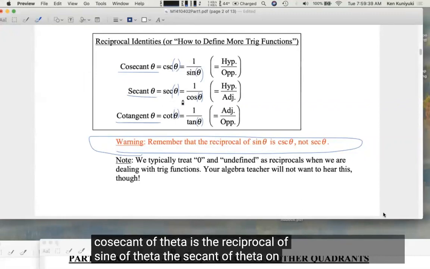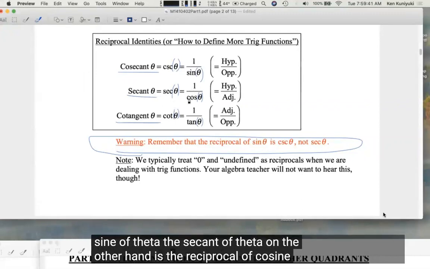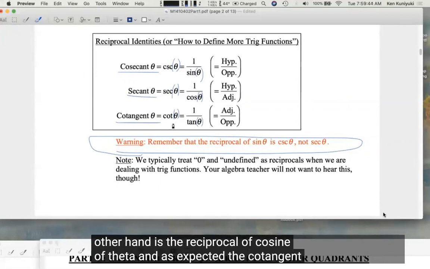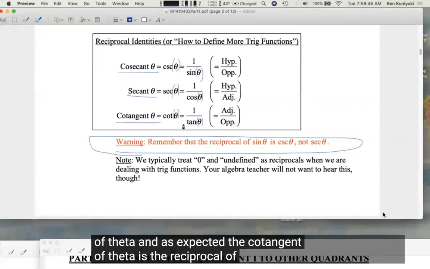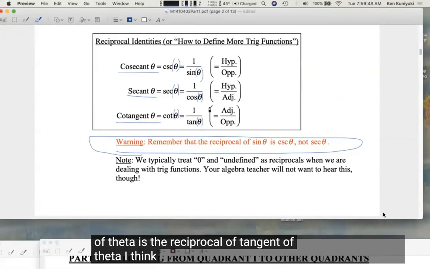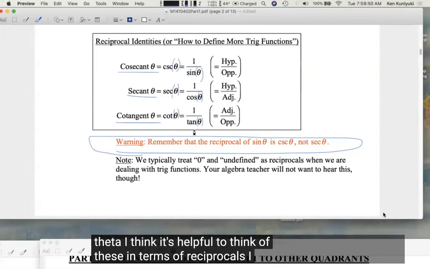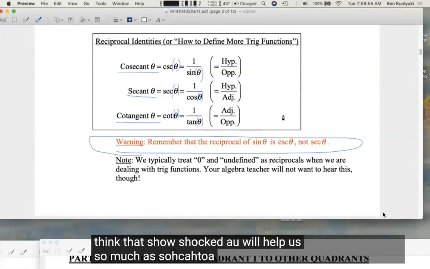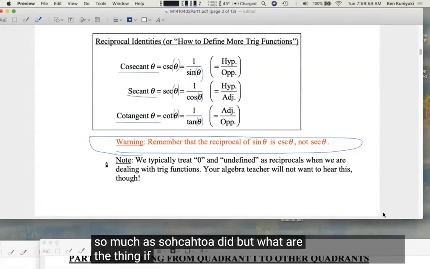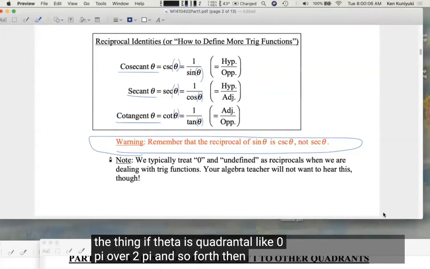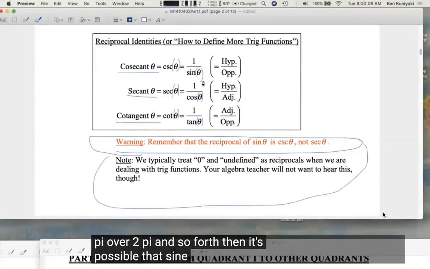The secant of theta, on the other hand, is the reciprocal of cosine of theta. And as expected, the cotangent of theta is the reciprocal of tangent of theta. I think it's helpful to think of these in terms of reciprocals. I don't think that cho, sha, cow will help us so much as Sohcahtoa did. Oh, one other thing. If theta is quadrantal, like 0, pi over 2, pi, and so forth, then it's possible that sine, cosine, or tangent could be 0.